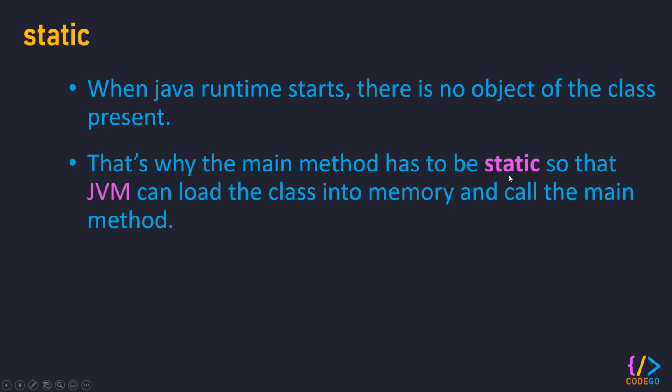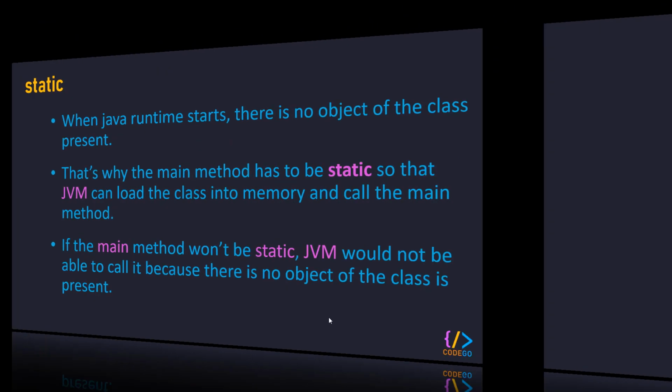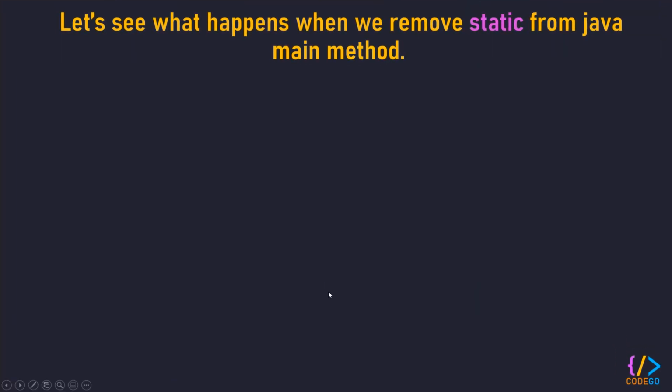So, para yung Java Virtual Machine natin will try to load the class into our memory and call our main method. If the main method won't be static, the JVM would not be able to call it because there is no object of the class present. Okay, so what will happen if we try to remove the static from our main method?